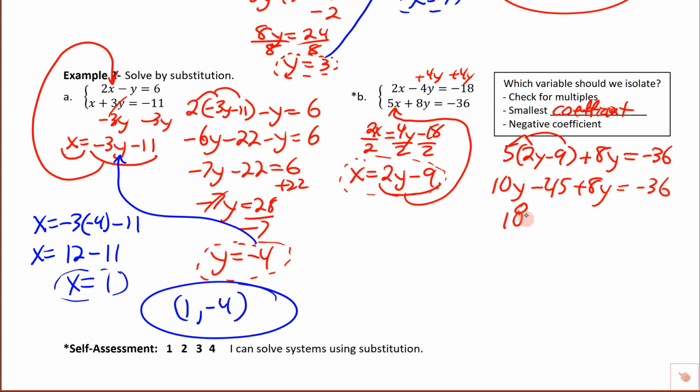We get 18y minus 45 equals negative 36. We're going to add 45 here. So we get 18y equals, that's going to be a 9. And then we're going to divide by 18. So we get y equals, ooh, that doesn't go in evenly.